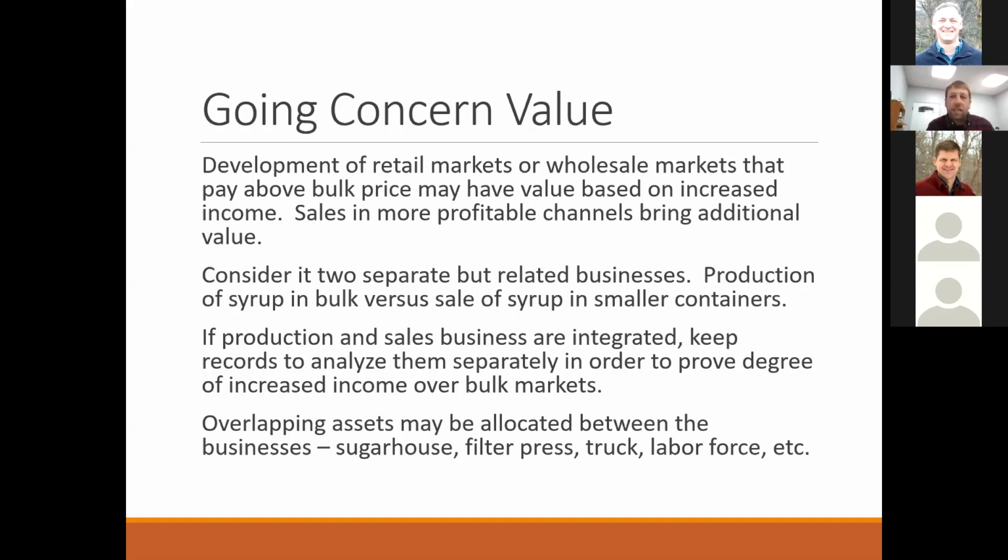You can take the bulk price and, let's say, move at $2.25 a pound, move it from a 40-gallon drum into the other business. And at that point, you've got the bulk price, and anything above that would go to the retail business. Overlapping assets can be allocated between the two businesses. So, you might be bottling in the sugar house. You might be using the filter press, a preheater and a filter press. You might be using a delivery truck, the same labor force. That kind of thing can be addressed in an allocation of those assets.